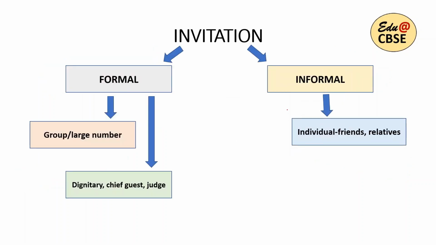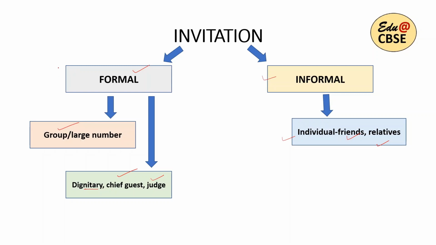So, first of all, types of invitations. An invitation can be formal, and it can also be informal. A formal invitation can further be for inviting a group or a large number of people. For example, a school annual function is for parents, so a large number of people. It can also be for individuals, like if you want to invite a chief guest or a judge or any other dignitary. Then informal can also be for individuals, for friends and relatives.